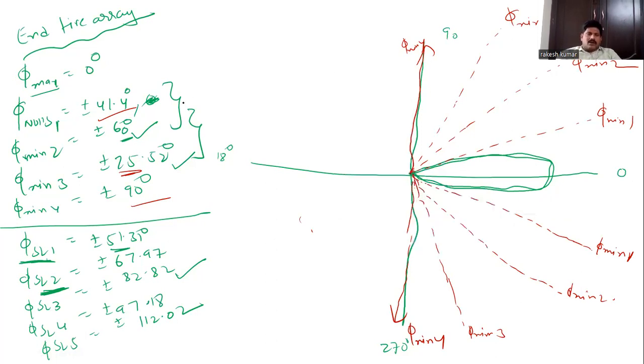Now let us draw. Always, the first side loop level is 51.31. I have already told that the first side loop always lies in between the first null and second null. So this is my first null, this is my second null. See here, angles also: the first null is at 45.5 and the second null is at 60 degrees. So your first side loop is at 51.5. So I am drawing my first side loop.